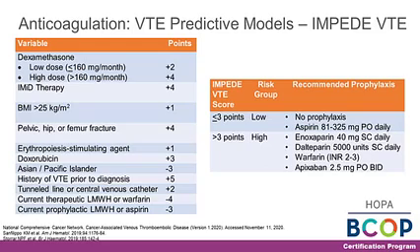However, with the IMPEDE VTE score, the threshold is 3 points compared to the SAVED score that uses a threshold of 2 points. Recommended prophylaxis is similar, with low-risk patients receiving aspirin and then high-risk patients receiving either a low molecular weight heparin, warfarin, or potentially apixaban.